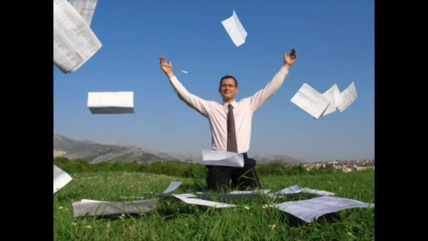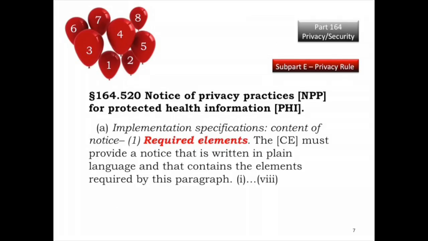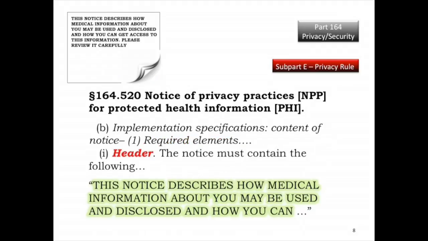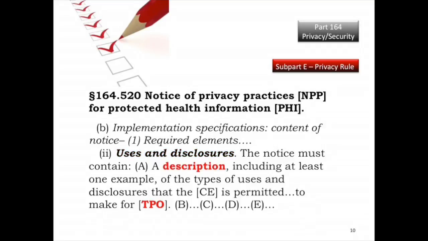NPP templates can be purchased or copied from many different sources, but the NPP should be tailored to fit the covered entity. The Privacy Rule requires 8 elements of content. The first element is a header with specific language. The second element is a list of uses and disclosures of PHI. The NPP must contain at least one example of treatment, payment, and healthcare operations.